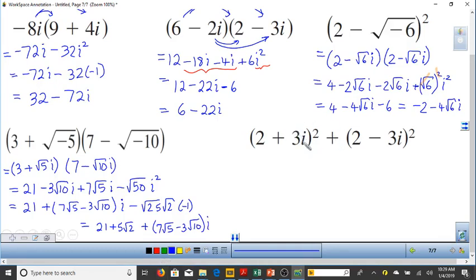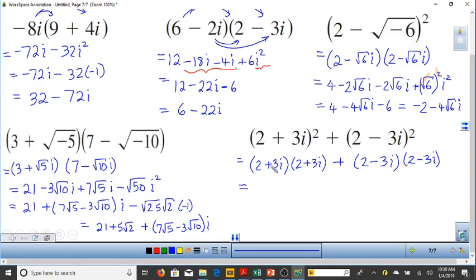Last example here, we have 2 plus 3i squared plus 2 minus 3i squared. So we have to square both of them. So we have 2 plus 3i times itself, and then plus 2 minus 3i times itself. And of course, PEMDAS says we should do the multiplication before we do the addition.